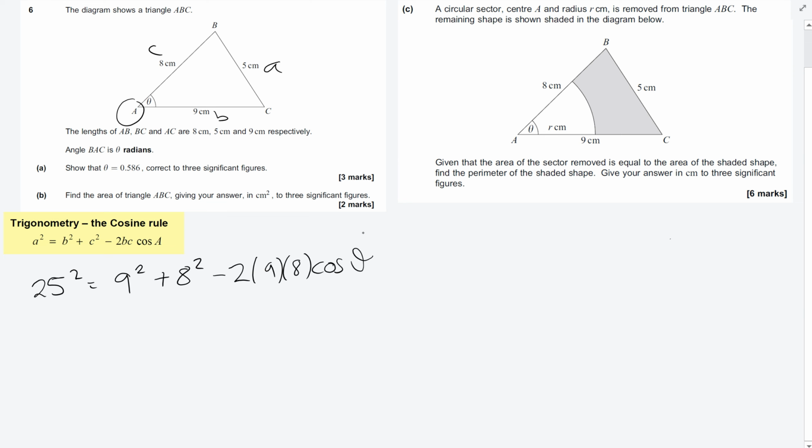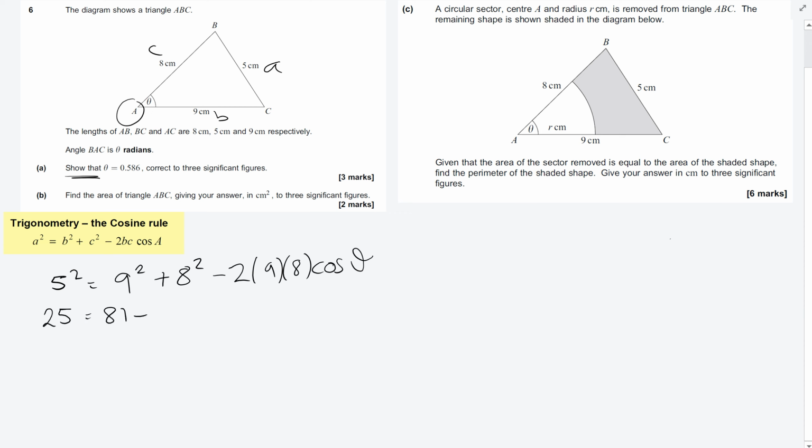Sorry, it's not 25 squared, it should be 5 squared there. So we're just substituting our numbers into our equation, and already our examiner's going, right, they know what cosine rule is, they've got a mark. We now need to just evaluate everything that we've got here. Now, when you're doing the exam, I suppose you could put it straight into your calculator, but you're doing a show that. So it's not just saying what's theta, it's saying show that theta is this. So we do need to show our steps a little bit more.